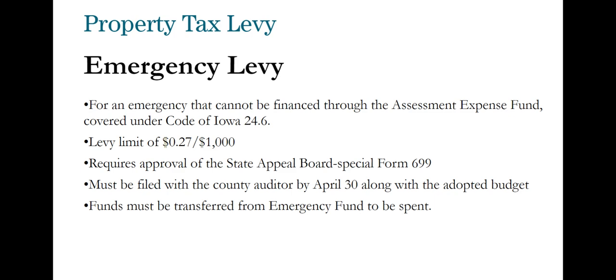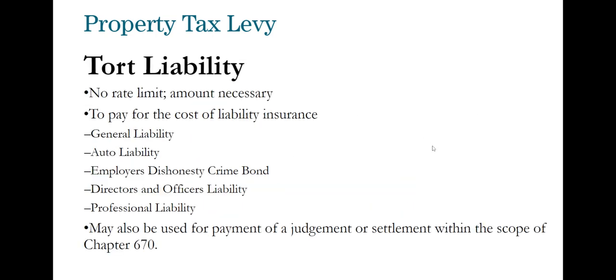And then the State Appeal Board would review the budget as well as that additional emergency levy that's proposed to be included, and render a decision on whether or not that emergency levy can stand within the budget. And if it does in fact stand, then funds that are received within the emergency levy must be transferred from that emergency fund to the assessment expense fund to be spent.